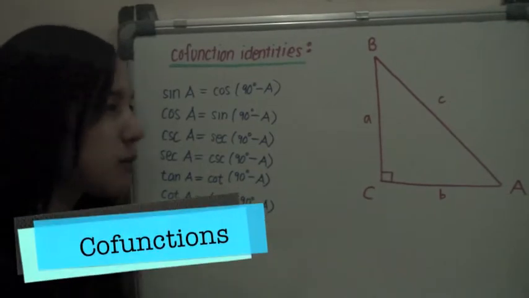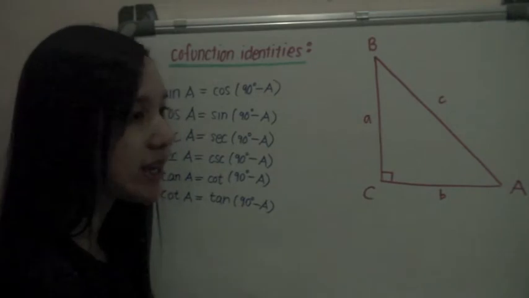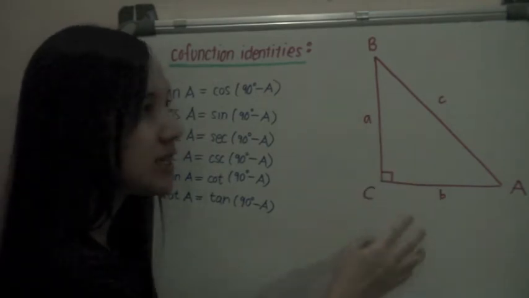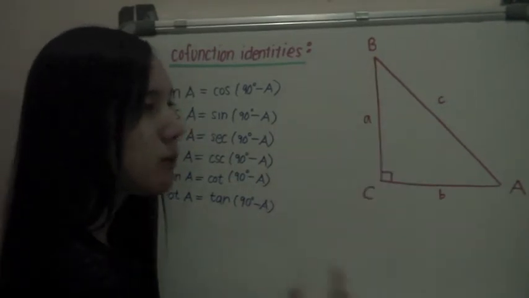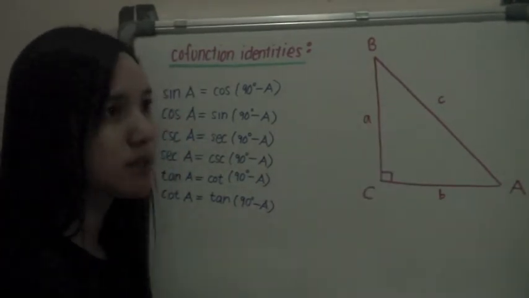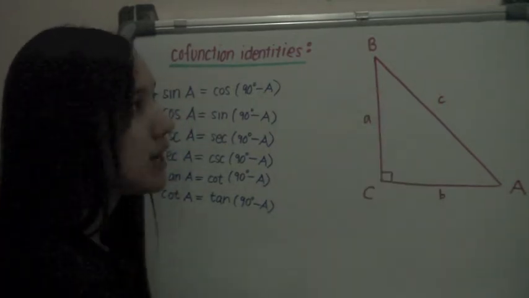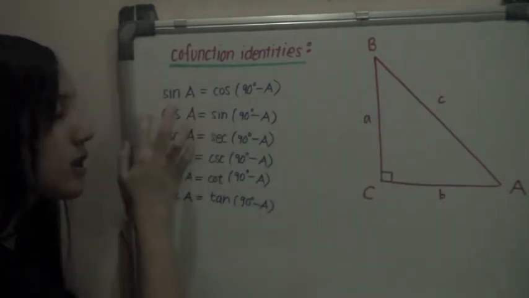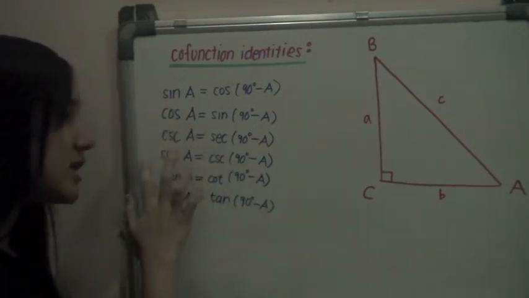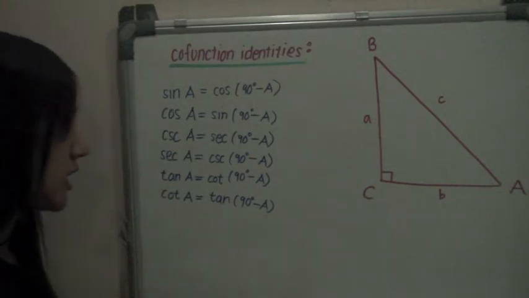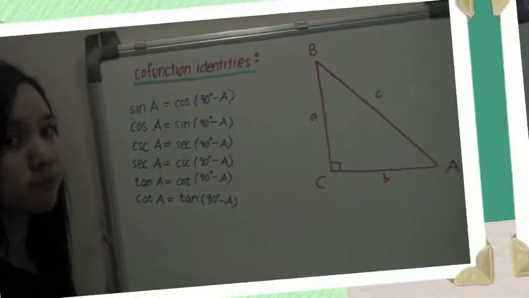So since the sum of the angles in any triangle is equal to 180 degrees, and since angle C is equal to 90 degrees, then angles A and B are complementary angles, which means their sum is 90 degrees. Since angles A and B are complementary, then the functions sine and cosine are called cofunctions. Cosecant and secant are also called cofunctions, and tangent and cotangent are cofunctions as well.